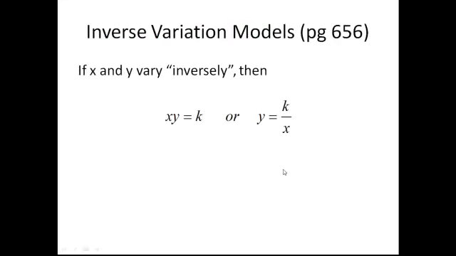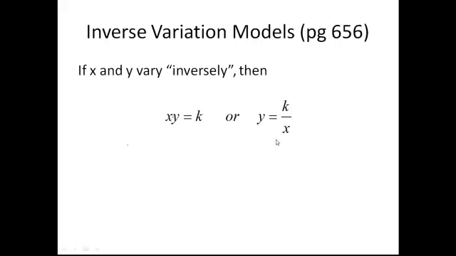So in your book they have the inverse variation models and definitions written once again on 656, and they have it written in this way. So if they vary inversely, your two variables, when multiplied, are going to be equal to a constant. So that's what they were demonstrating there.